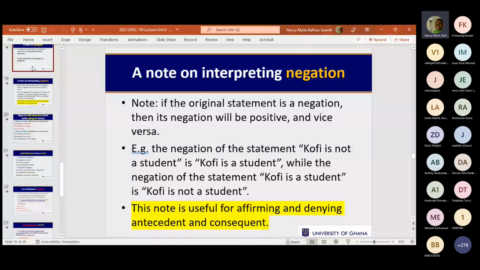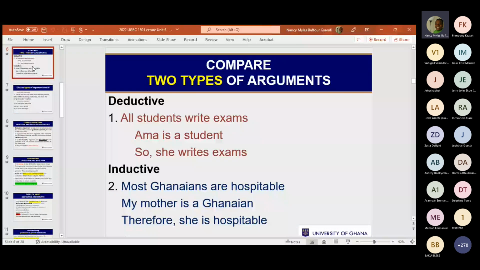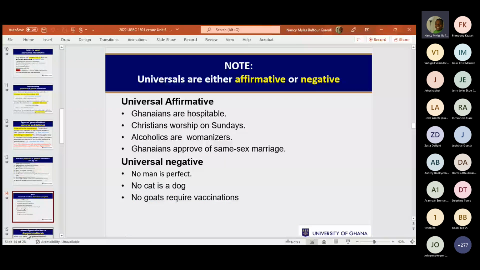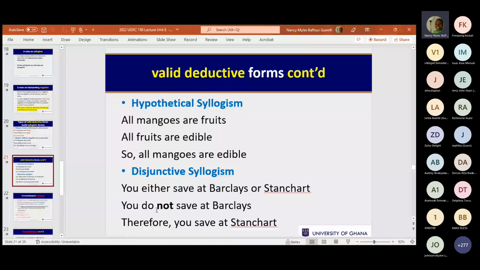Heavy smokers have lung tissue. Kofi is a heavy smoker, therefore he has lung tissue. Look on our screen now. All students write exam. Amma. After the all student, the next thing we saw was Amma. Amma is a so-and-so. That is a particular statement right after the generalization. That's why it is modus something. But when we do hypothetical syllogism, all the three statements are what? Universals. Premises and conclusion alike. Okay, so that's the first sign.